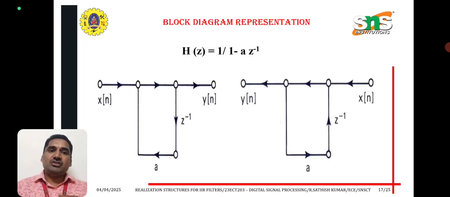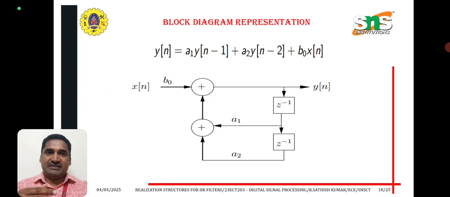H of z is equal to 1 divided by 1 minus a z inverse. Therefore, x of n multiplied with a, where we can get z inverse, we can get y of n. Again, x of n multiplied with z inverse, we can get x of n minus 1, multiplied with a, we can get the output y of n. This is the given block diagram representation.